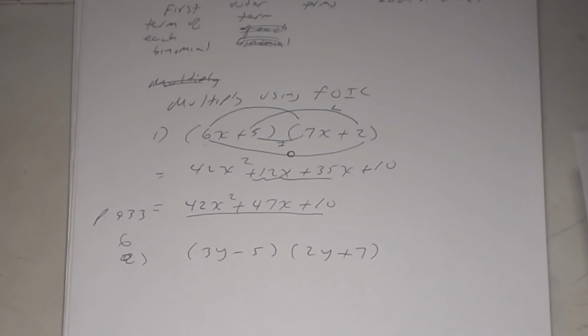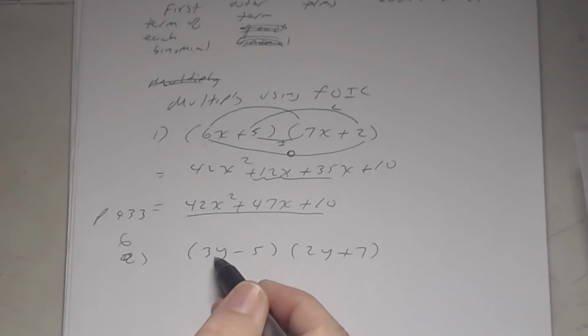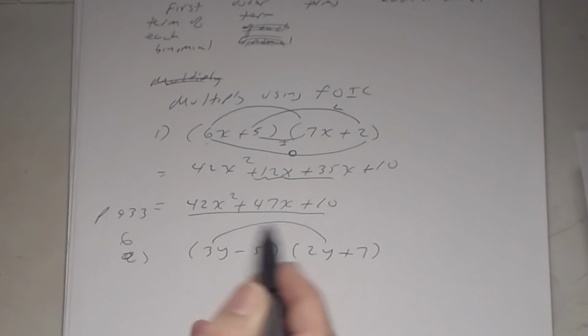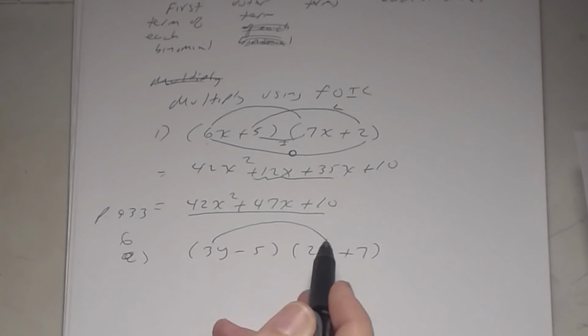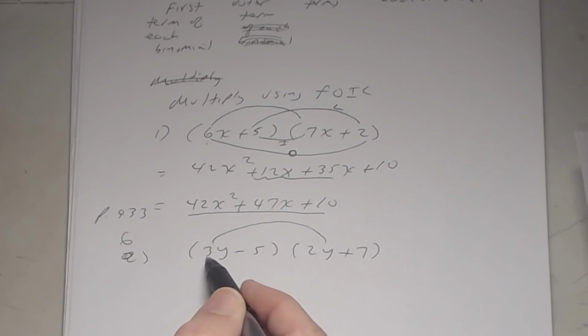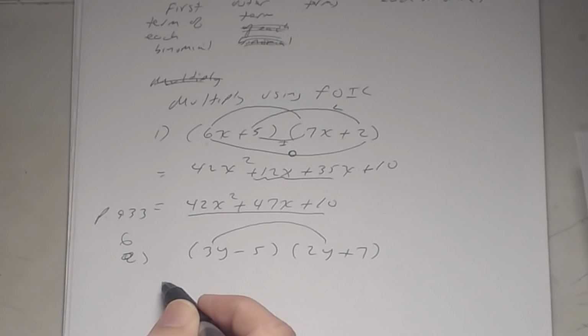First, outer, inner, last. All right, so let's talk about the first. Remember, F stands for the first term of each binomial. What's the first term here? 3y. What's the first term here? 2y. So put a little arc joining the 2. So it's 3y, and you're multiplying because what's this operation right here? Multiplication. So what's 3y times 2y? 6y squared. So that's my first.